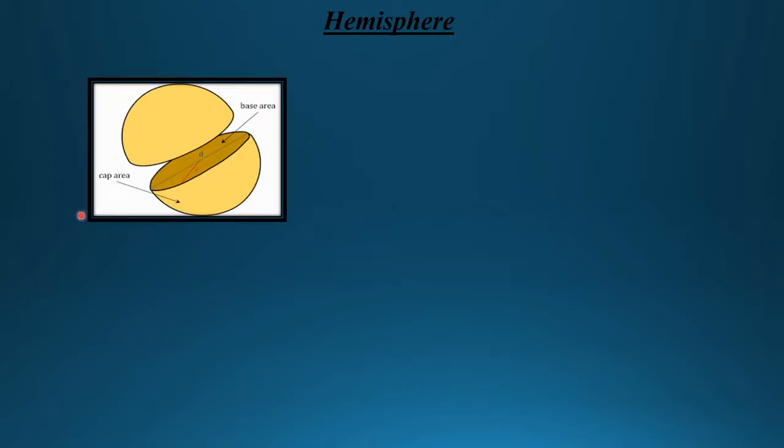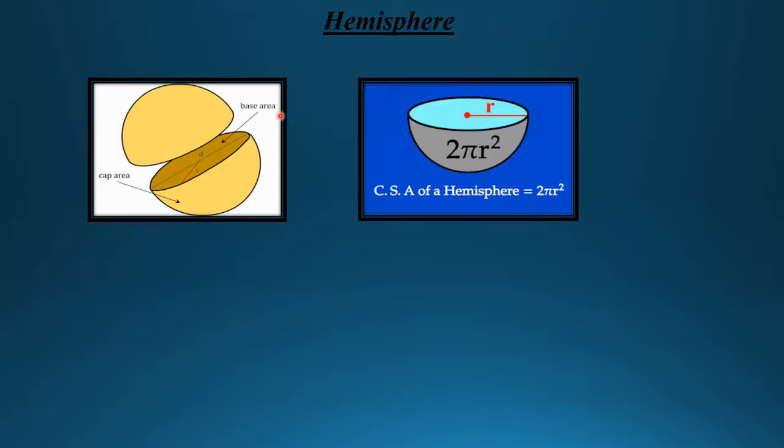Now what is a hemisphere? Students, when we cut a lemon into two parts, we get two hemispheres. So here the hemisphere has a cap area and a base area. The cap area of the hemisphere is the curved surface area, that is 2 pi r square. So we have two surfaces of a hemisphere.